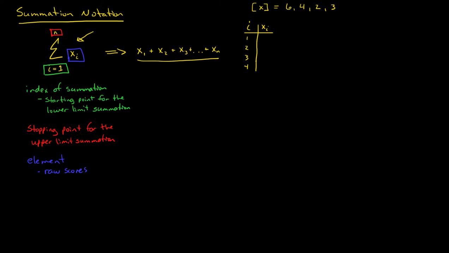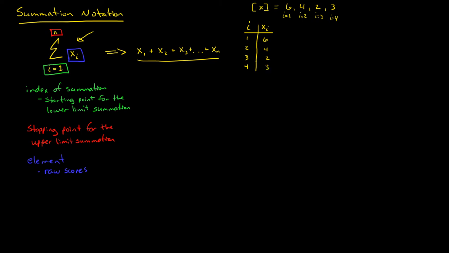When i equals 1, you're right here at this value of 6. So the raw score, the x sub i, equals 6. When you're at i equals 2, you're at the second raw score value in your data set, and it is 4. When i equals 3, your value is 2, and when i equals 4, you're at the fourth data point in raw score in your data set, and it is a 3.